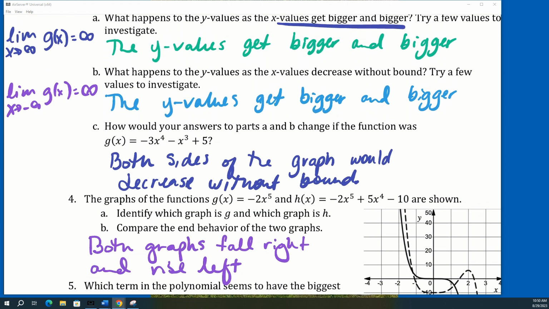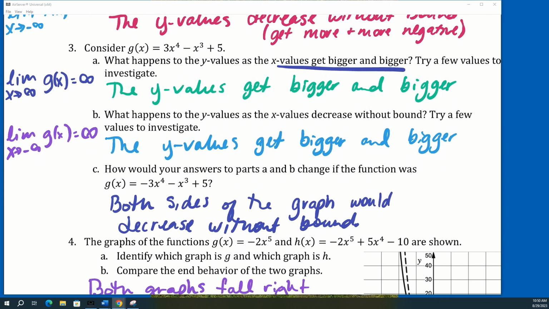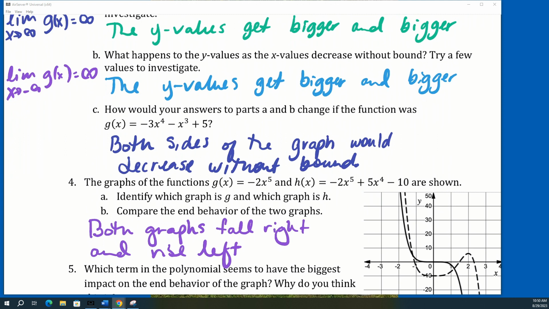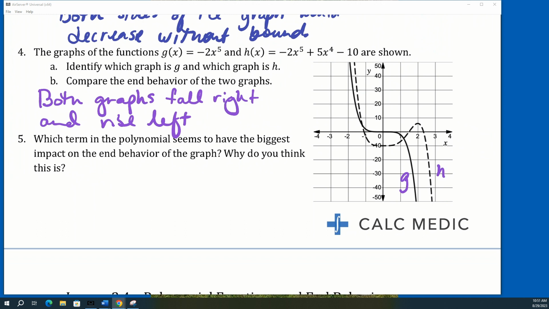Okay, and then on C, they just made one little change to the function. They changed the 3x to the fourth to negative 3x to the fourth, and that made a complete change to what happened at the end. So instead of both of them pointing up, it changed to both of them pointing down. And then on number 4, they wanted you to look at those two graphs. We'll figure out which was which and look at them. And the ends do the same thing. So looking at what happened on 3C and what happened on number 4, which term matters when you're looking at the end behavior? The very first term.